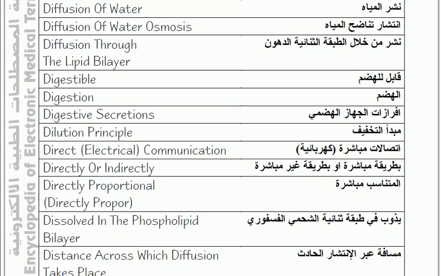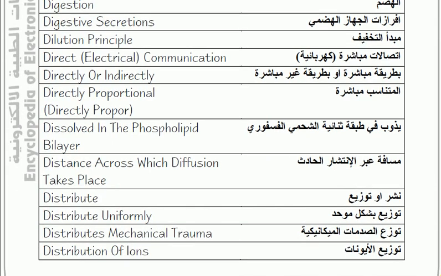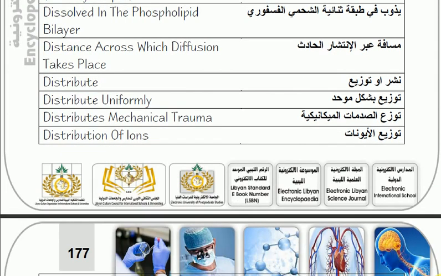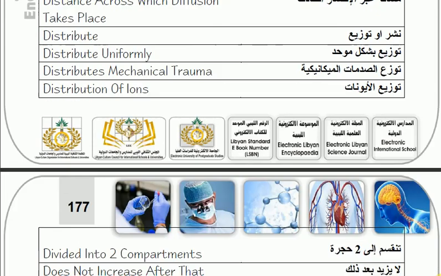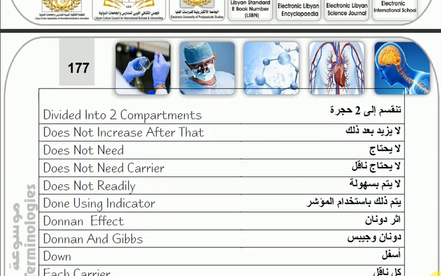Digestible. Digestion. Digestive secretions. Dilution principle. Direct electrical communication. Directly or indirectly. Directly proportional. Dissolved in the phospholipid bilayer. Distance across which diffusion takes place. Distribute. Distribute uniformly. Distributes mechanical trauma. Distribution of ions. Divided into two compartments.